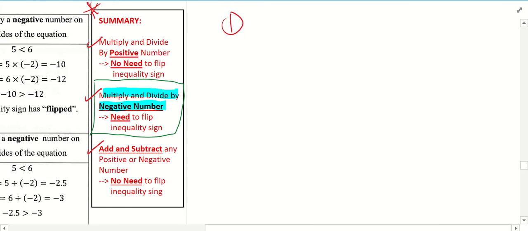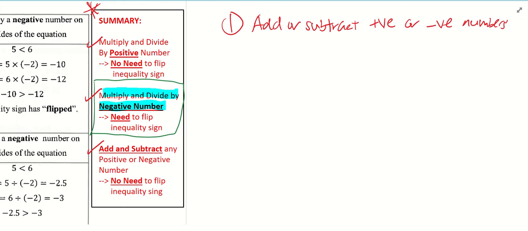First, we're going to discuss what happens if we add or subtract positive or negative numbers in an inequality. Here we have an example. We know that 5 is smaller than 6. Let's try to add positive numbers to both sides. Of course, when we add numbers to an equation or an inequality, we have to do it to both sides, as usual.